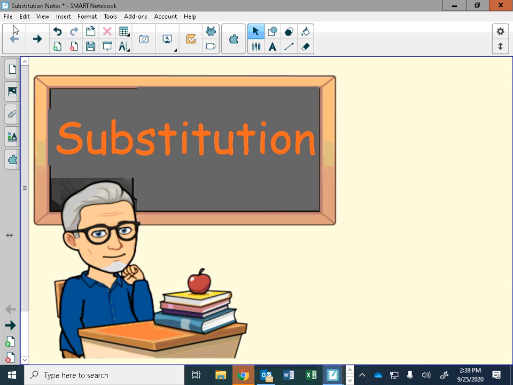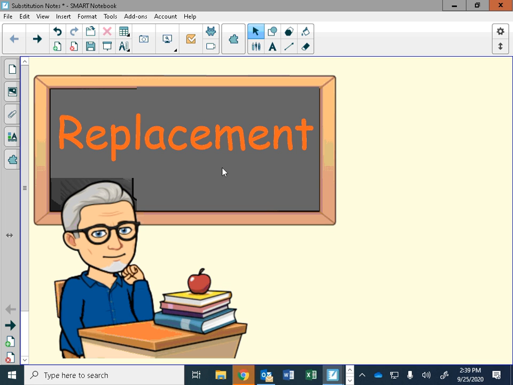All right, let's talk about substitution property. When you think of the word substitution, what comes to mind? Well, when I think of substitution, it's a replacement for something is what comes to my mind.